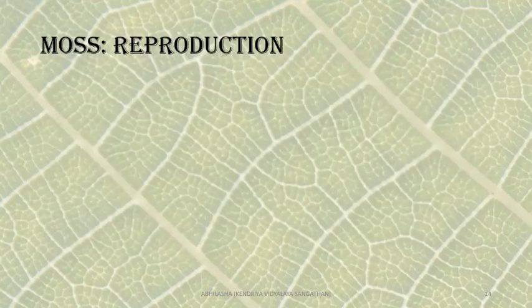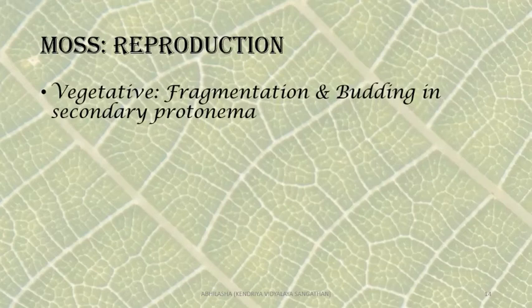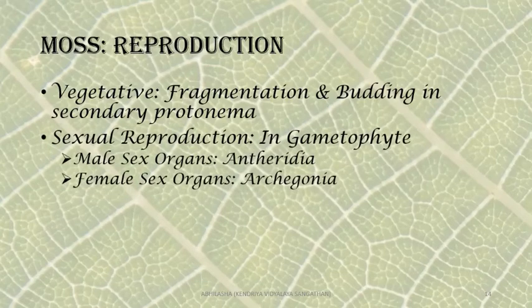Now the reproduction in mosses. Vegetative reproduction occurs through fragmentation and budding in secondary protonema. Sexual reproduction in the gametophytic phase of life cycle. You know, the male sex organs are known as antheridia and the female sex organs are known as archegonia, and both of these are borne on the apex of the leafy shoots.